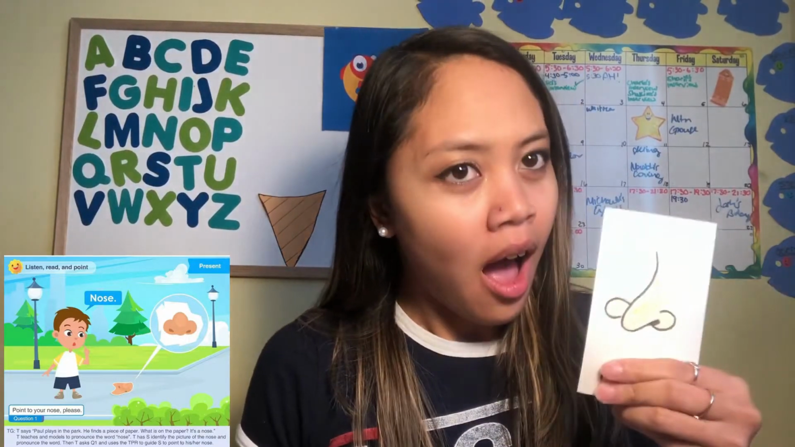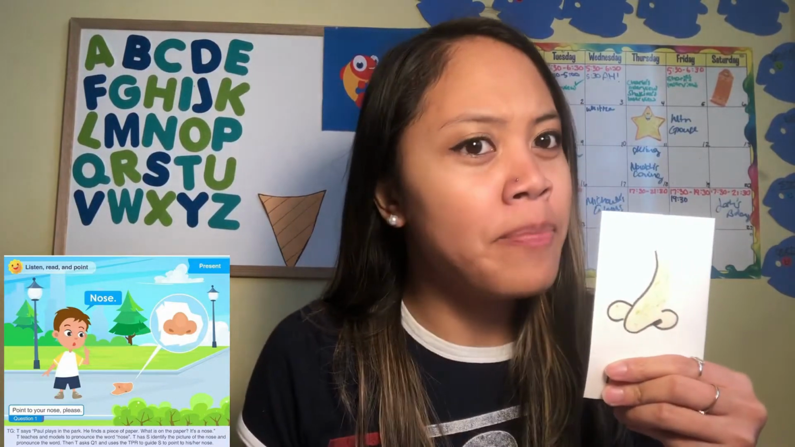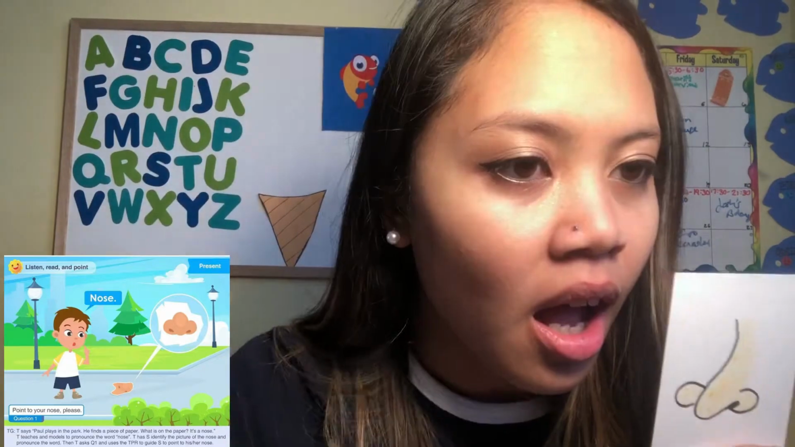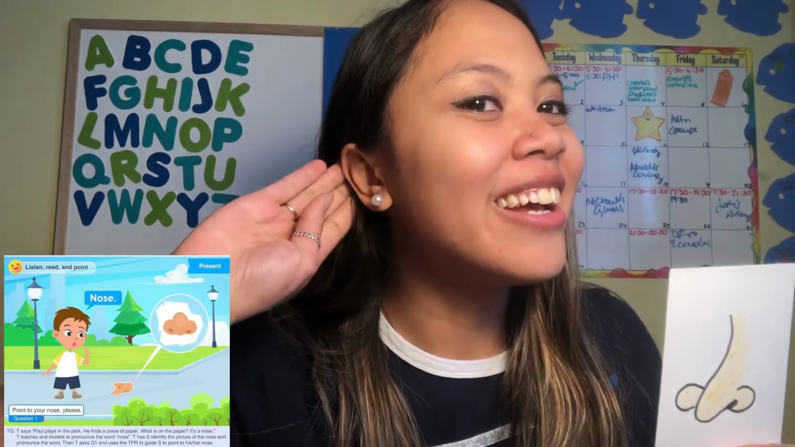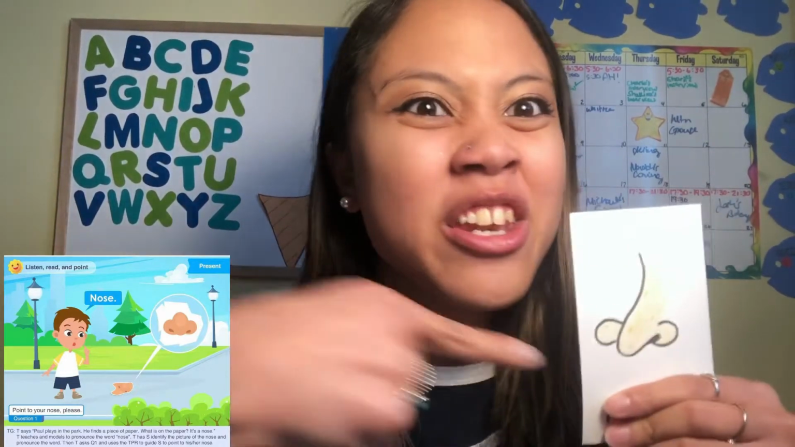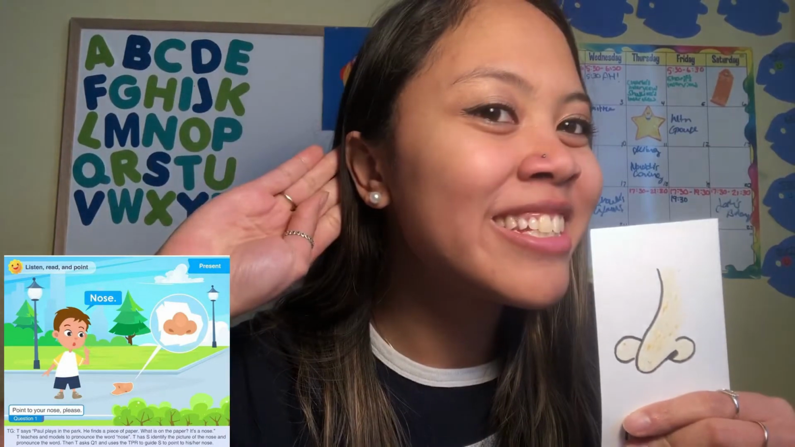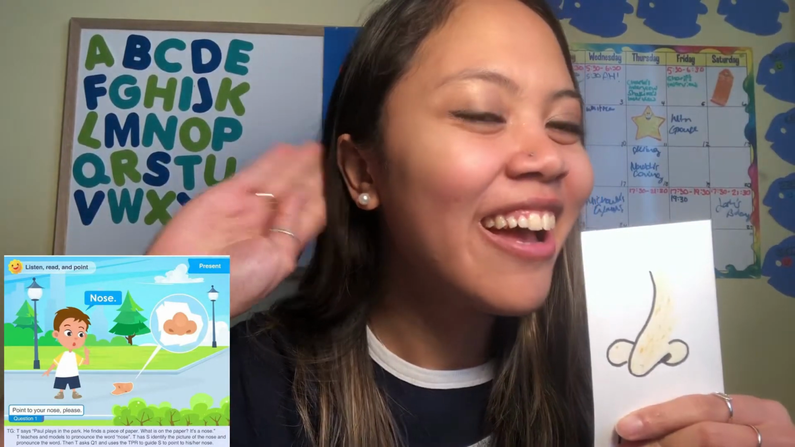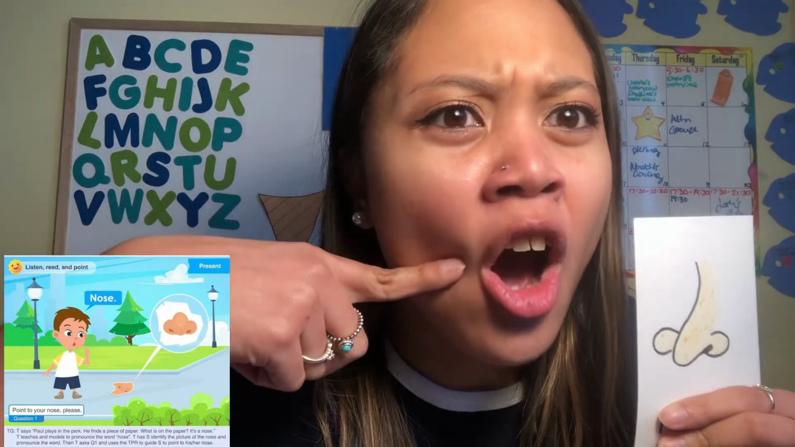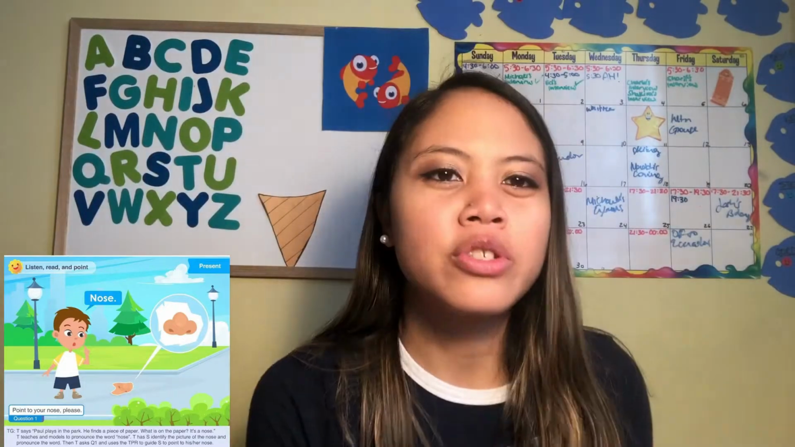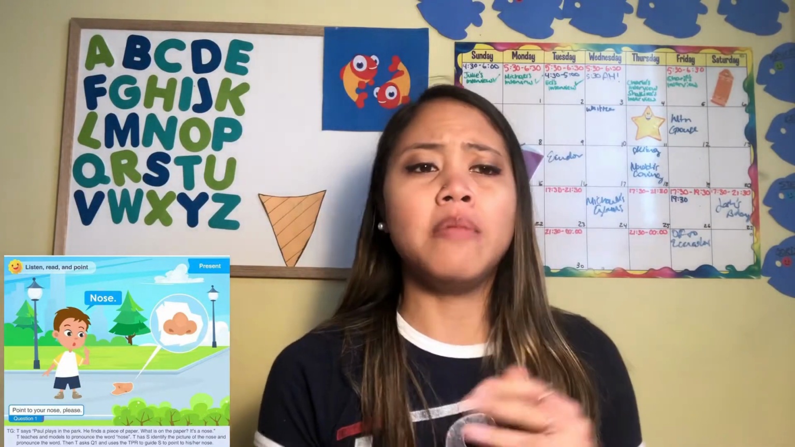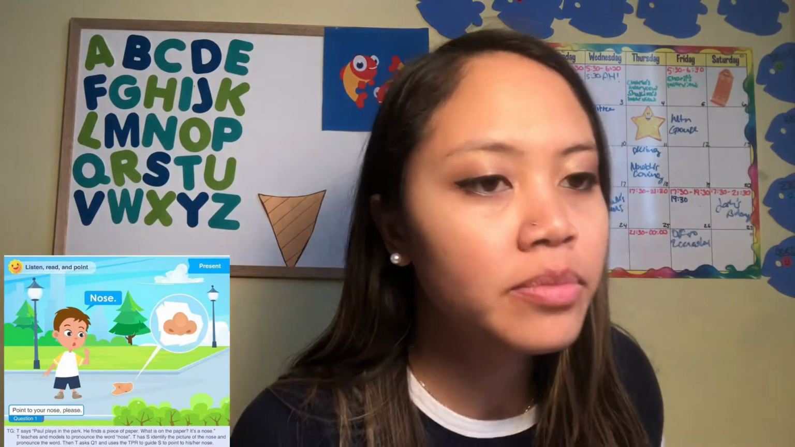He finds a piece of paper. Nose. Nose. Nose. Yeah, so you just want to repeat it at least two times, maybe three times, in slightly different voices, in case the child responds to different tones.